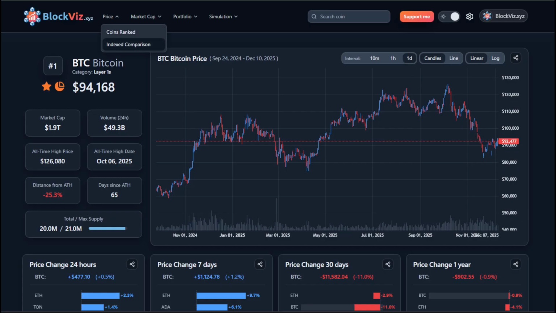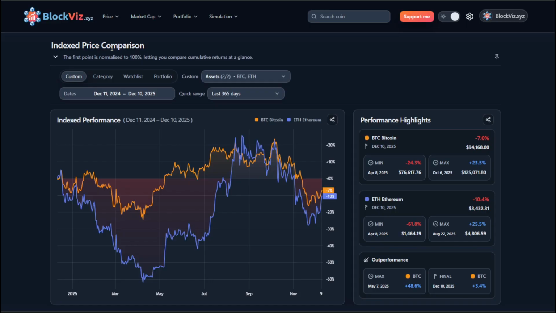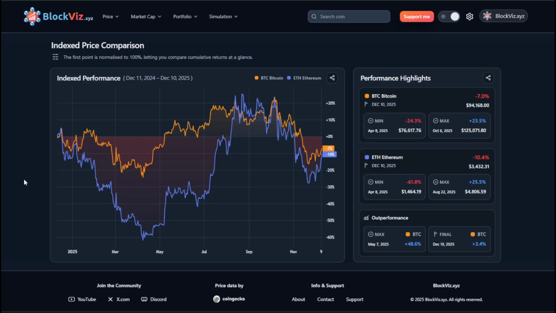And maybe for the first video, we don't go too much into the details of all the different tools, but maybe one other thing to showcase is the index comparison, where you can basically compare any coin that you want against any other coin on a relative basis. So you can index it to 100% and then see, okay, what is the performance actually like? And I think this is a very powerful tool.